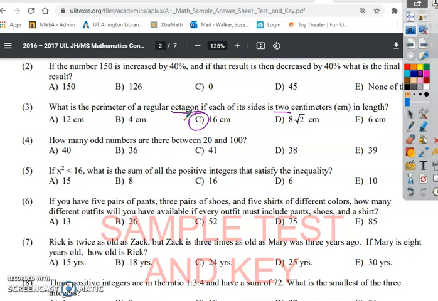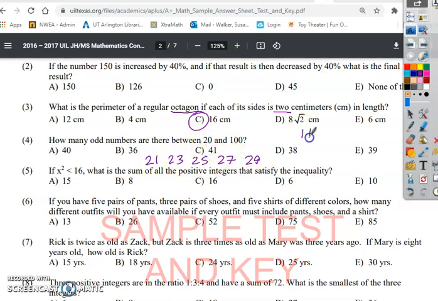Number 4 is kind of an example of something where there is a trick to it. It says how many odd numbers are there between 20 and 100? What I was doing was thinking, and I didn't even write this out, I said, okay, 21, 23, 25, 27, 29. Once I'm at this point, I get to the 30s, okay? So there's 5 odd numbers in the 20s.